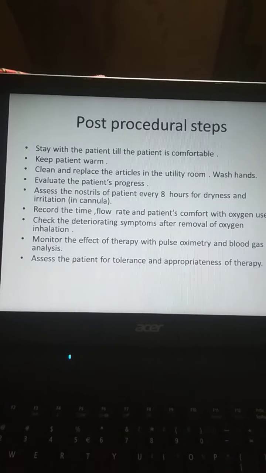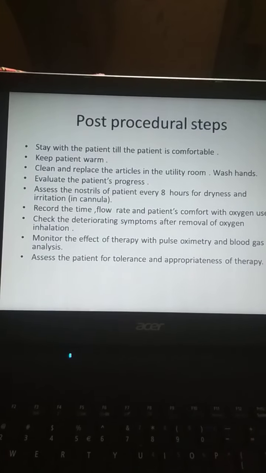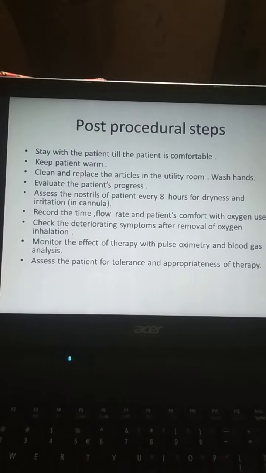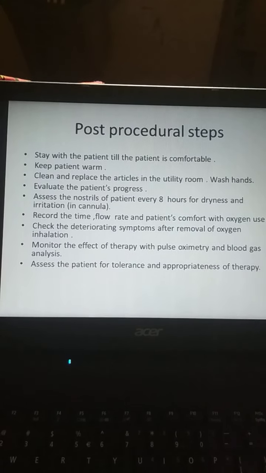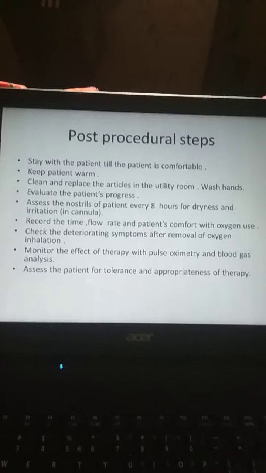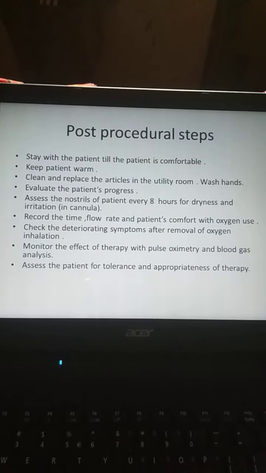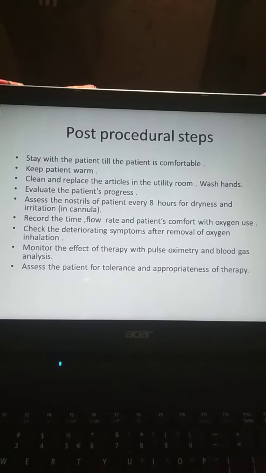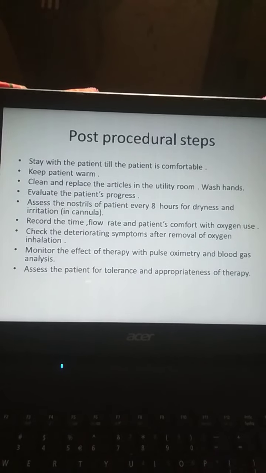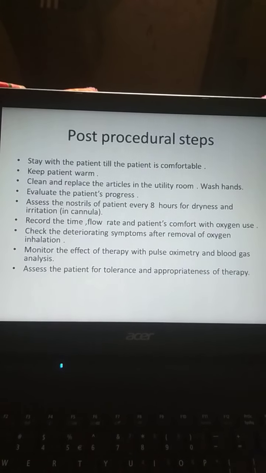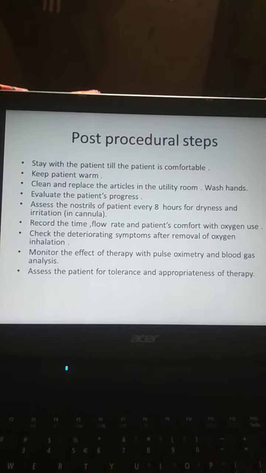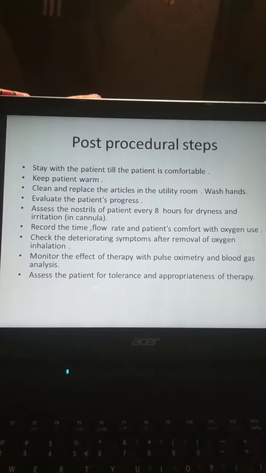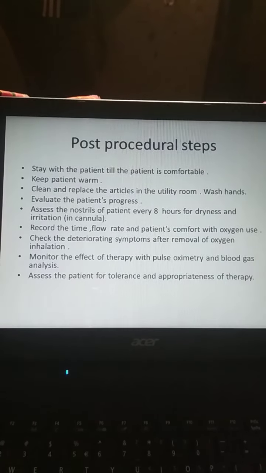Then post-procedural steps. Stay with the patient till the patient is comfortable. Keep the patient warm. Clean and replace the articles in the utility room. Wash hands. Evaluate the patient's progress. Assess the nostrils of the patient every 8 hours for dryness and irritation in case of nasal cannula. Record the time, flow rate and patient's comfort with oxygen use.